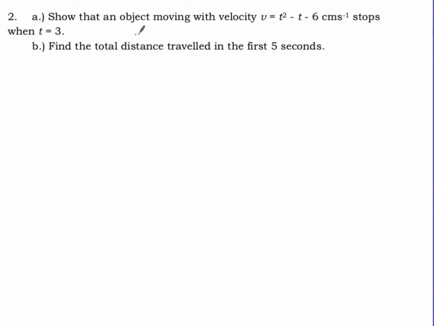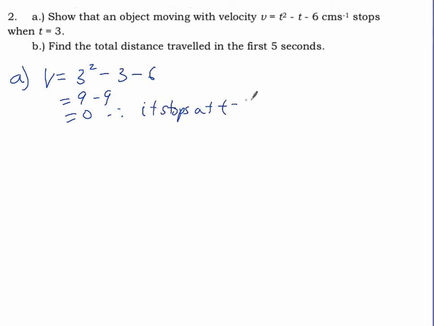Okay, next one, show that the object moving with a velocity, this velocity here, stops when t equals 3. So then we can just plug in t equals 3. So velocity equals 3 squared minus 3 minus 6, which is 9 minus 9, which equals 0. Therefore, it stops at t equals 3.